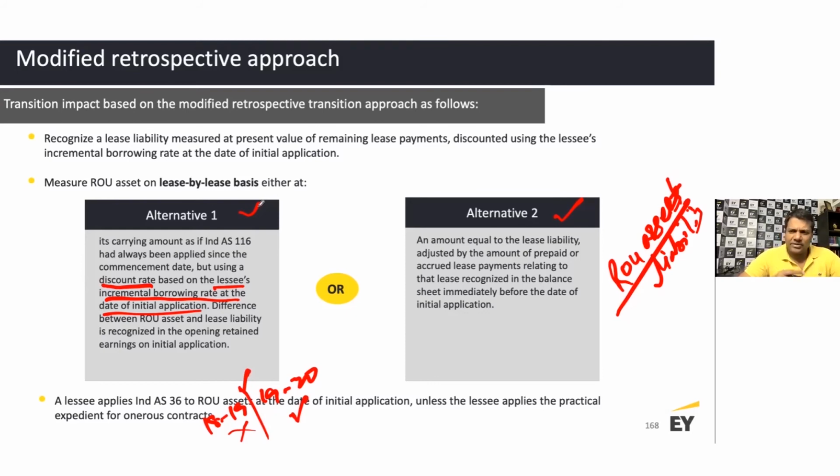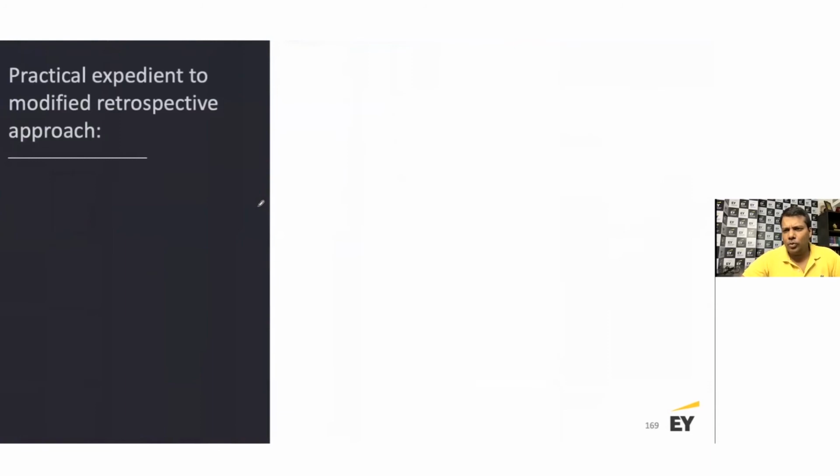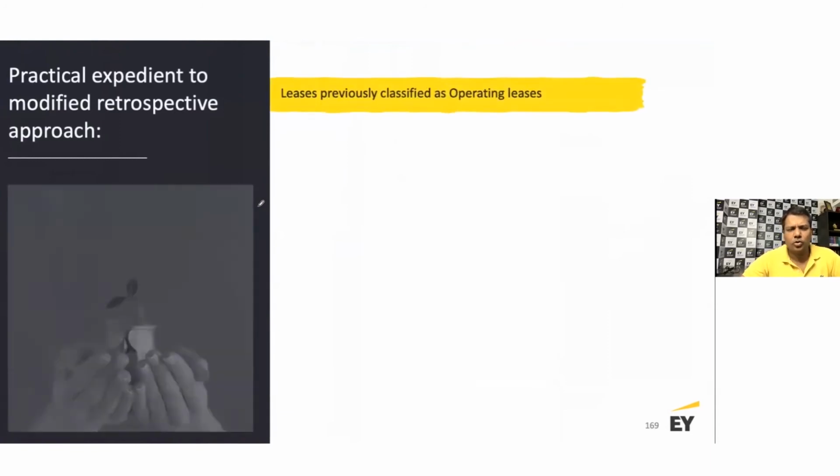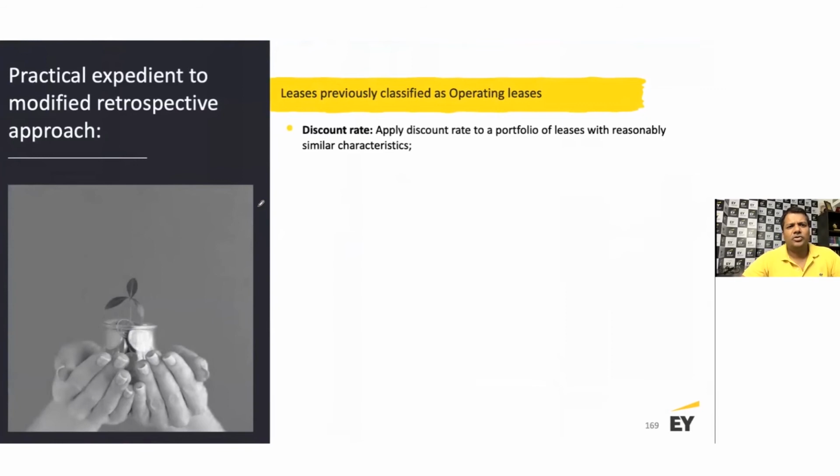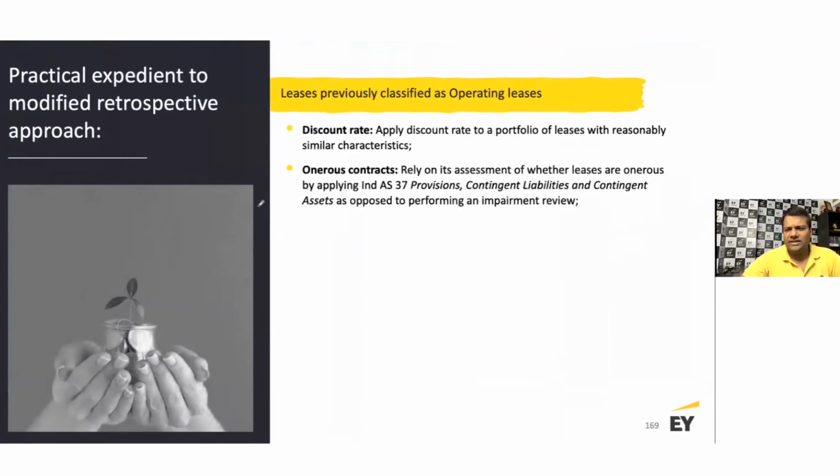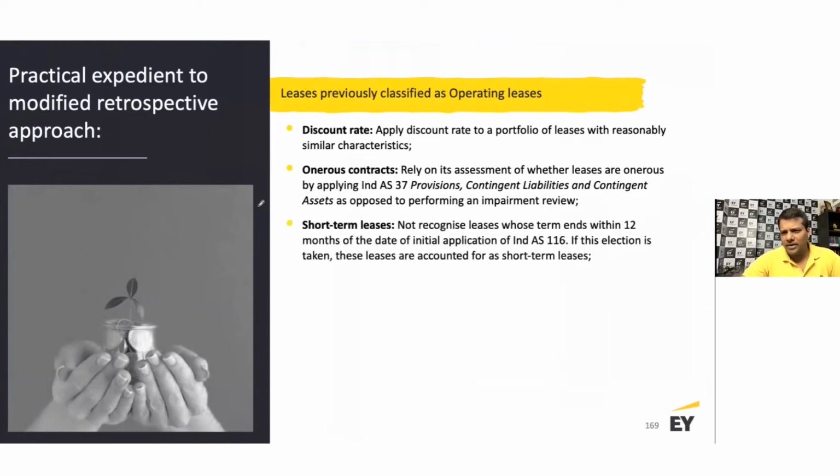There was some scenario planning which a lot of companies did to look at the Ind AS 116 transition approach. And of course you have to look at whether there are any onerous contracts. There were some practical expedients available as part of the transition. Discount rate: you can apply a single discount rate to a portfolio of leases with similar characteristics. For onerous contracts, you may look at evaluation under Ind AS 37, as opposed to doing an impairment review under the Ind AS 36 model.